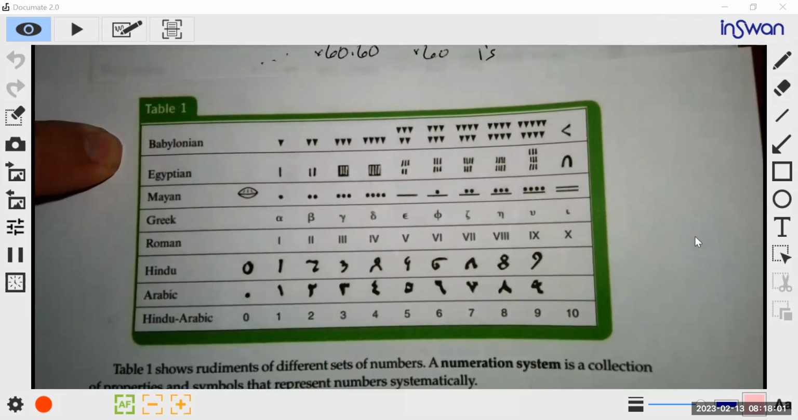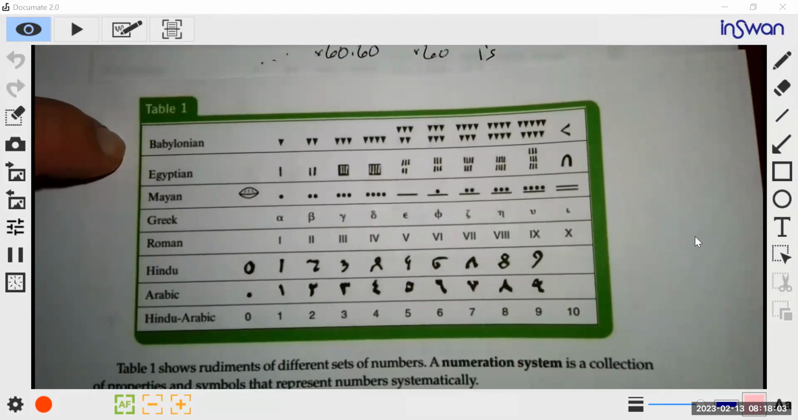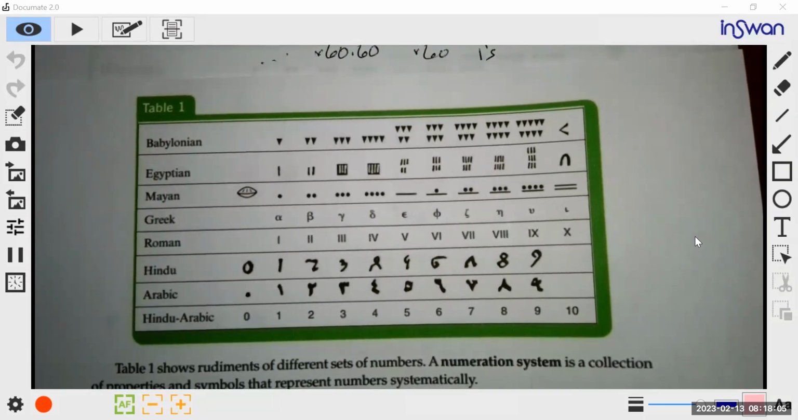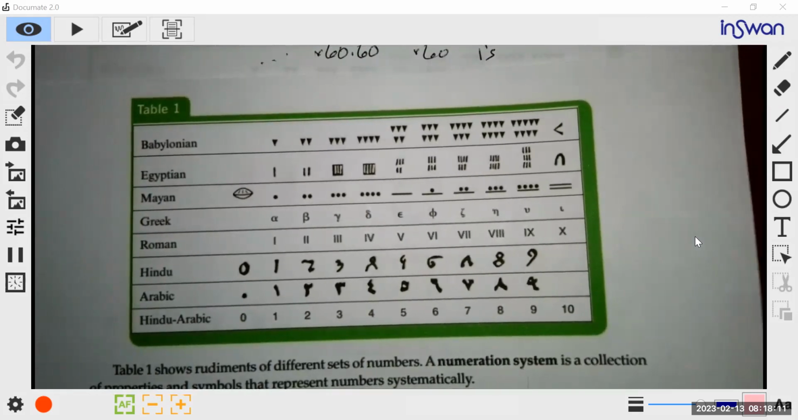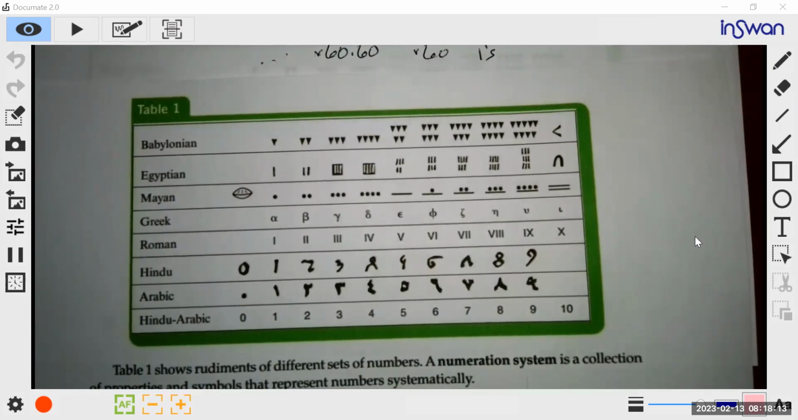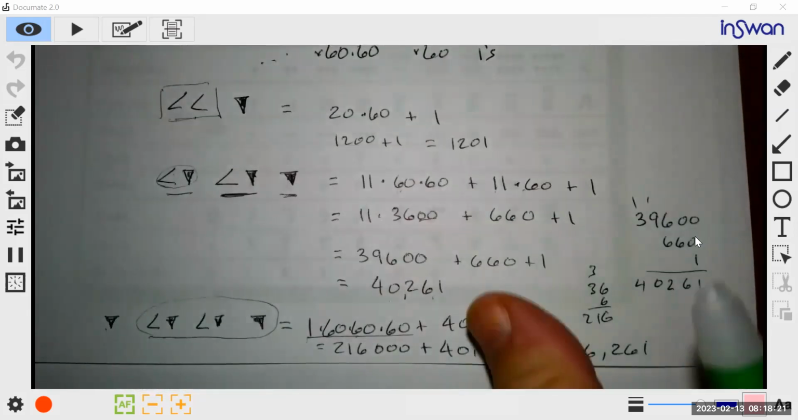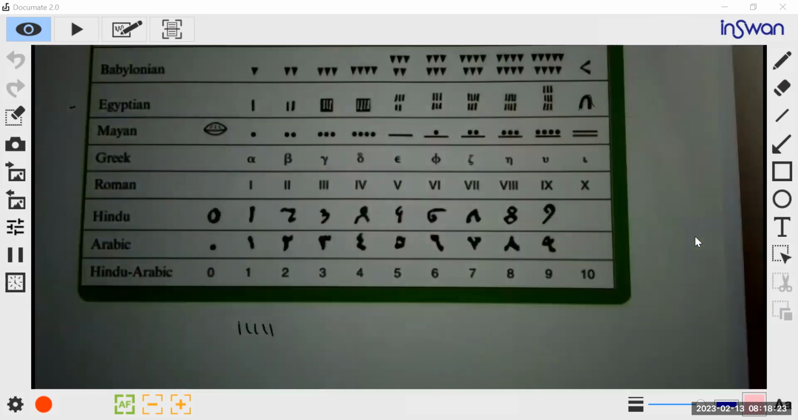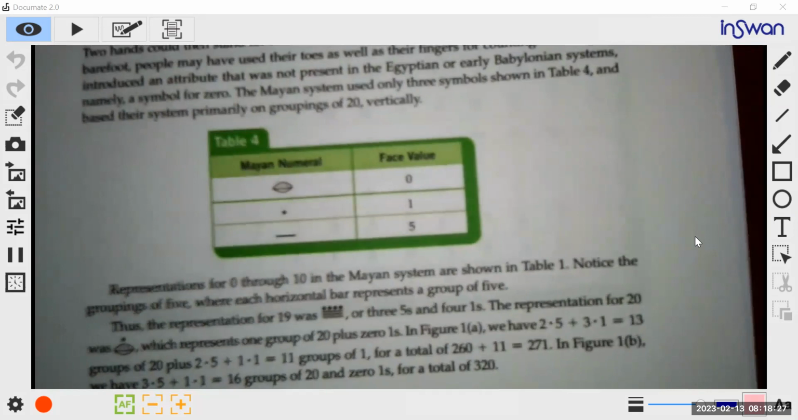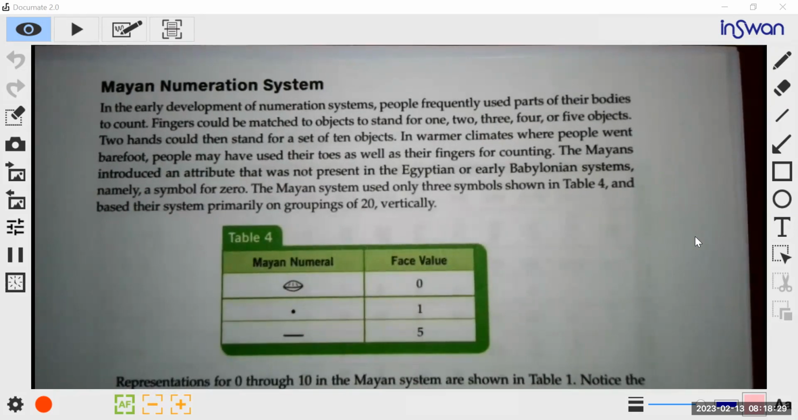Well, the Tower of Babel is near where Iran and Iraq is. And Egypt is not too far from there. It's just further down across the Red Sea in that part of Africa. So it's that half of the world. But the next system we're getting to is the Mayan number system.